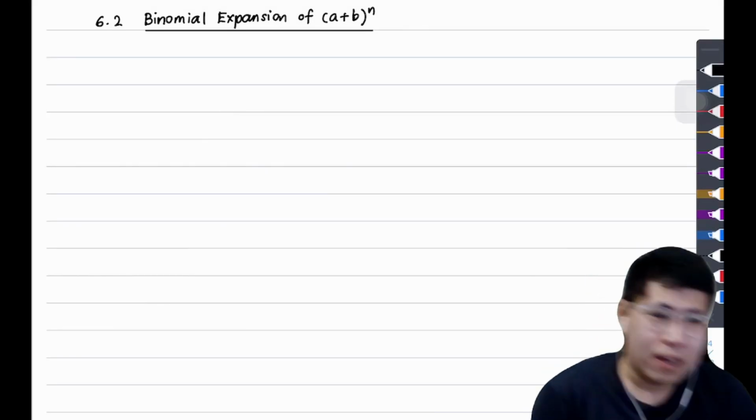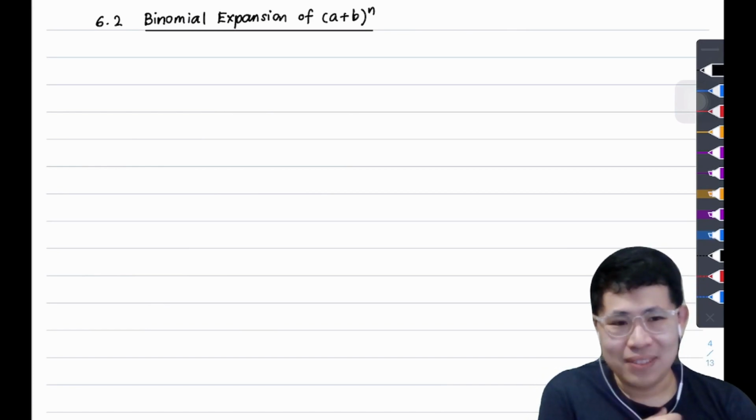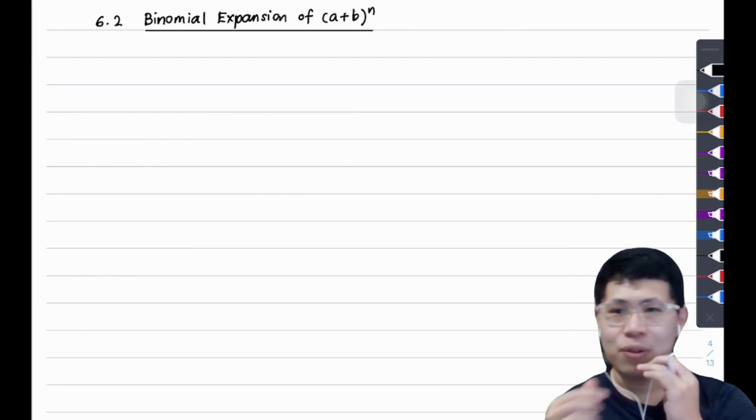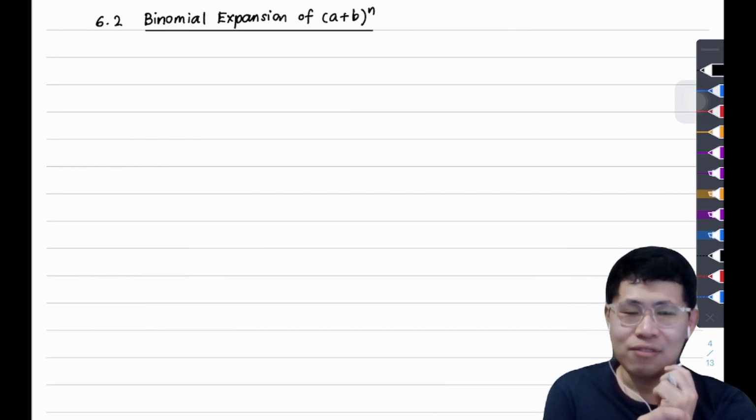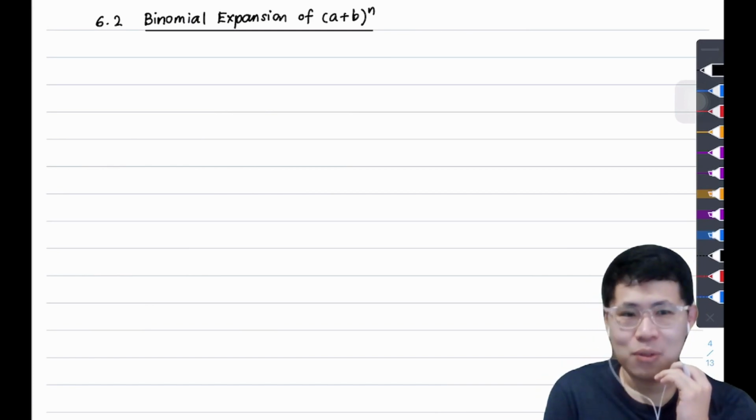Okay, so I think we are ready to really enter binomial theorem. To kickstart, we are going to address our motivation for this chapter, which is to really expand (a + b) to the power of n.